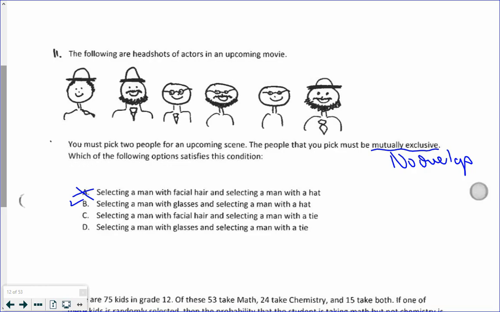Selecting a man with facial hair and selecting a man with a tie. So this guy has facial hair and a tie. That's a tie, by the way. So again, nope. Selecting a man with glasses, and selecting a man with a tie. So do we have anyone wearing glasses and a tie? Yep, this dude right here. So the answer is B. Not every question on your diploma is number crunching, okay? But you still need to know the theory to do that.